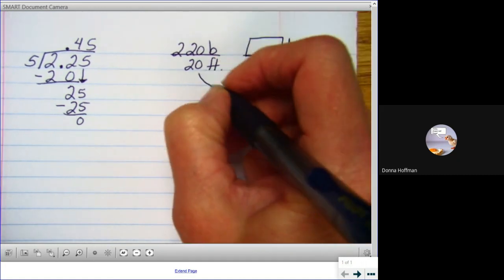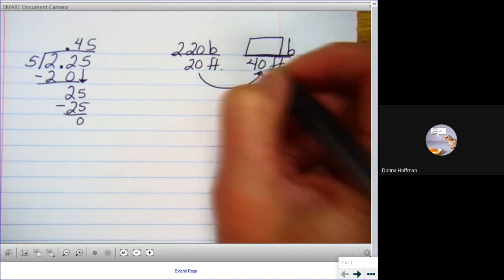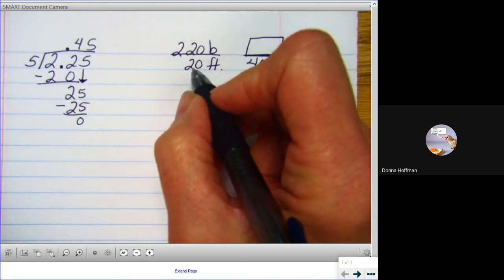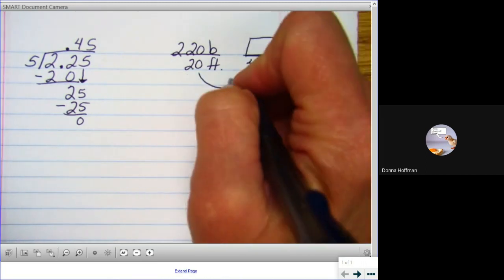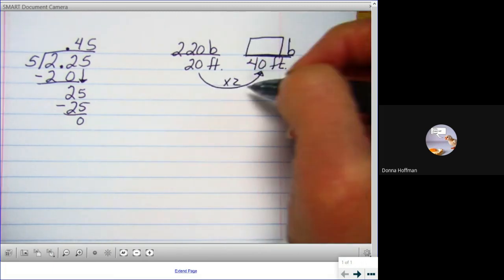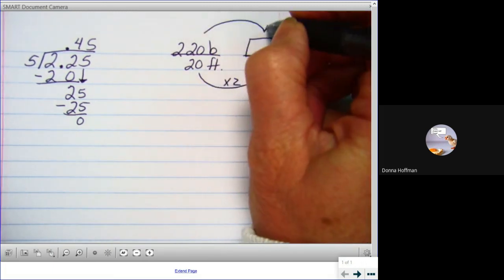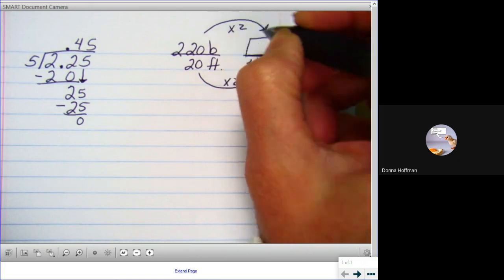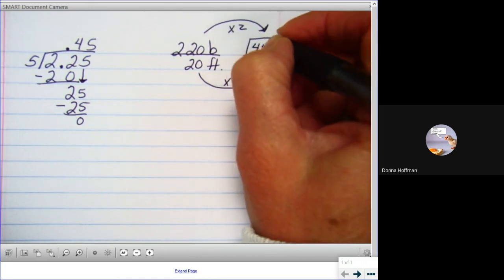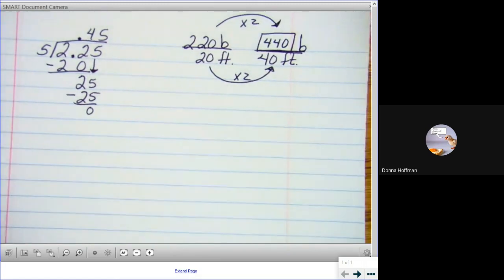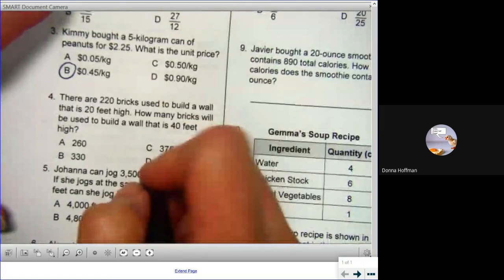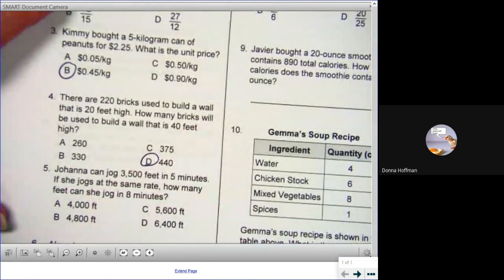So you just ask yourself, these are nice and friendly. What number times 20 would it take me to get to 40? And that would be times 2. What I do to the bottom, I do to the top. It would be 440 bricks. 440 bricks.